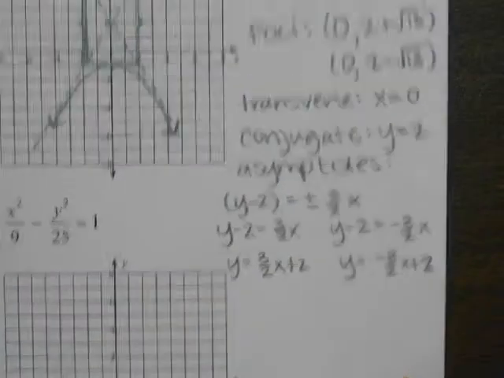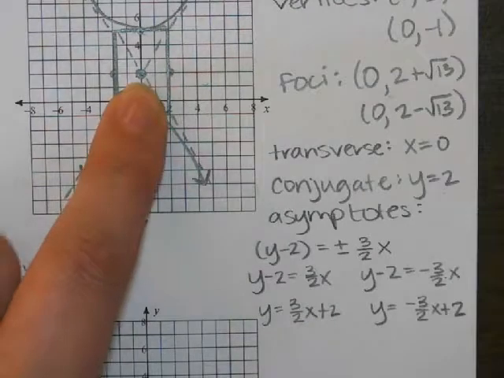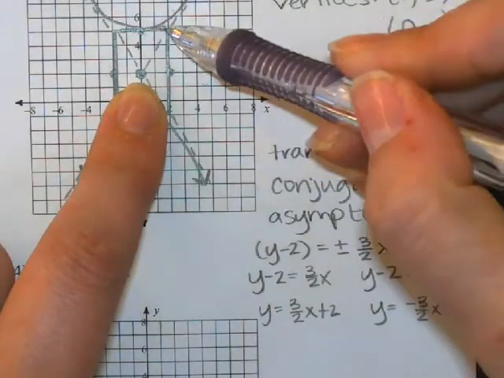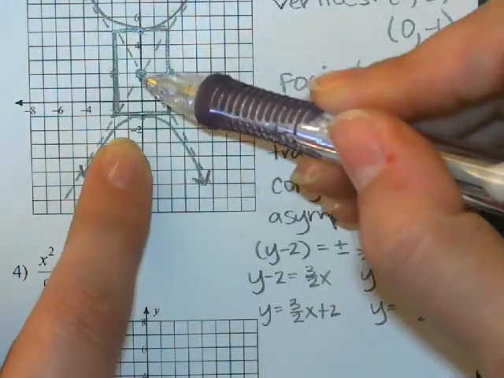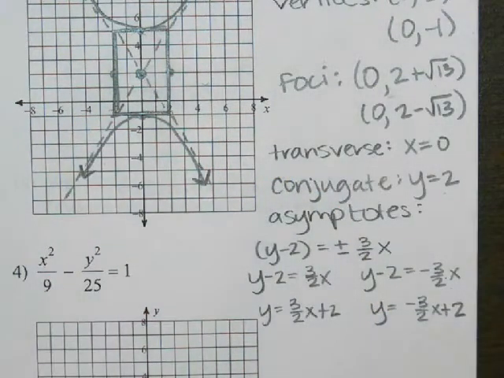And if I look back at my picture, I can see that both of these have a y-intercept of positive 2, which is what I expected. And then one of them goes up 3 to the right 2, and the other one goes down 3 to the right 2. So that's what I expected. They have the right slope, they have the right y-intercept.